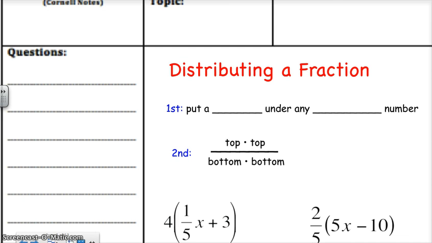Distributing a fraction. The first thing you want to do when you distribute a fraction is put a 1 under any whole number. That means if I had a 3, I would write it as 3 over 1. If I had a 5, I would write it as 5 over 1, etc. That's the first thing you want to do.